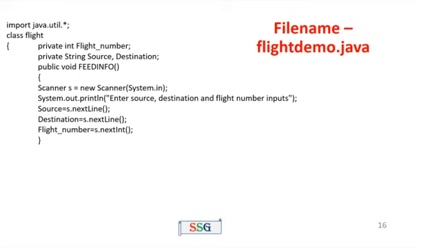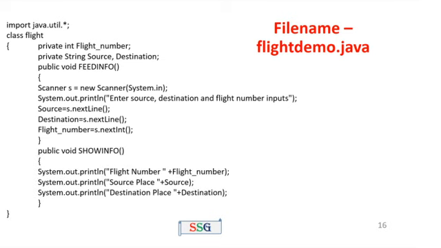Scanner s = new Scanner(System.in); System.out.println enter source, destination and flight number inputs. Now first one, source = s.nextLine(). That is, for string input we have to use the command nextLine. So source and destination use s.nextLine(). Next, for flight number it's an integer variable, so s.nextInt().